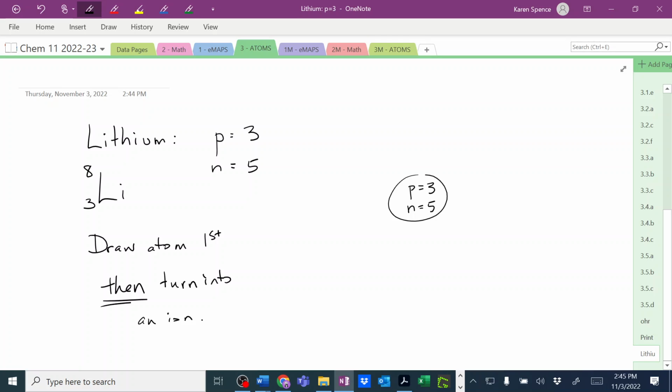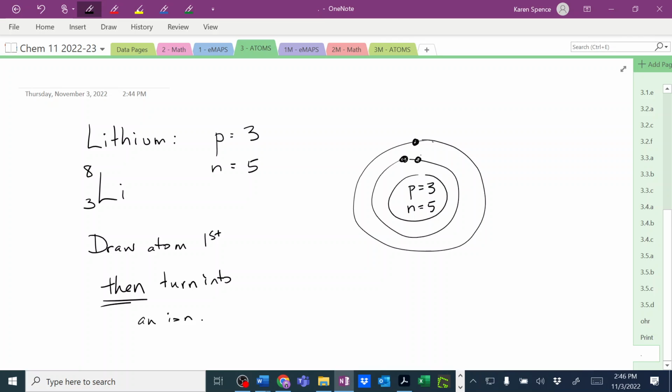Okay? So what am I going to draw if I'm drawing the lithium atom, which is neutral? I'm going to draw my first shell, and how many electrons will I put in my first shell? 2. 1, 2. And then I have a third electron, and I put it here. And then I say to myself, is it easier to fill or easier to empty?